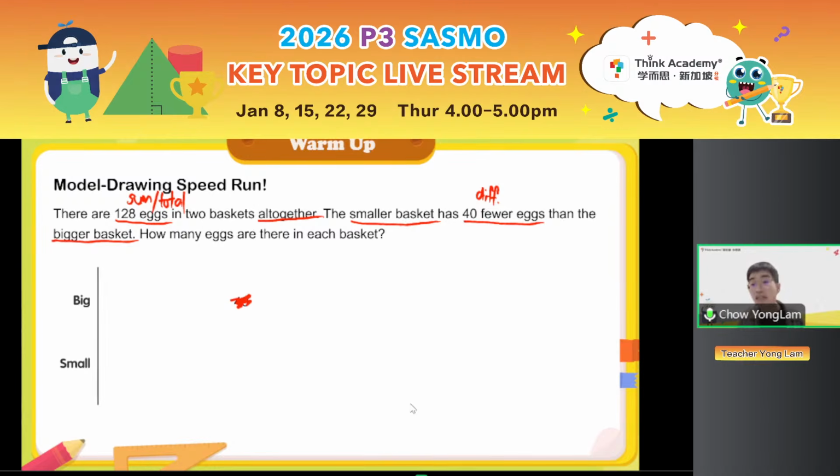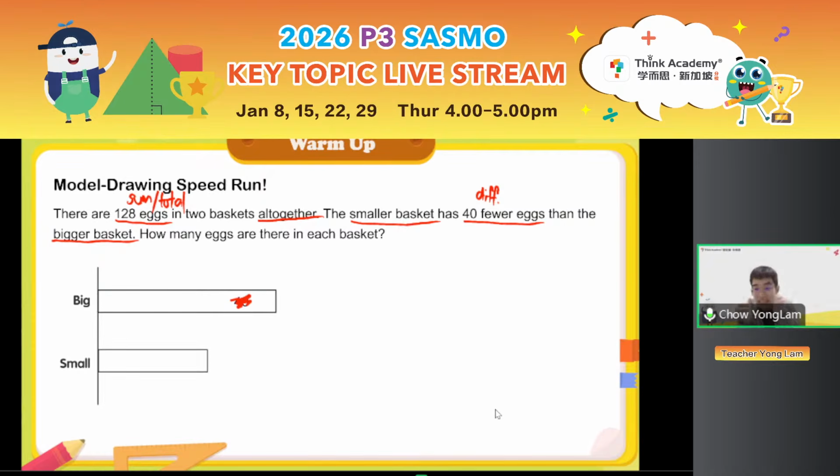You have to make sure the bars are starting from the same starting point. Okay, so then we will draw the bars now. Now, which bar should be longer? Should I have a longer bar for the smaller basket or a longer bar for the bigger basket? That's right, we should have a longer bar for the bigger basket and a shorter bar for the smaller basket.